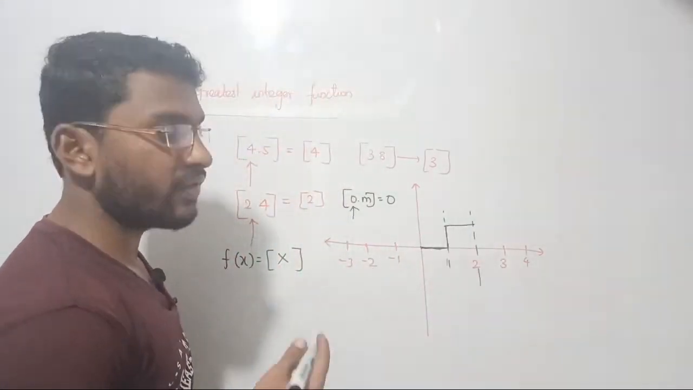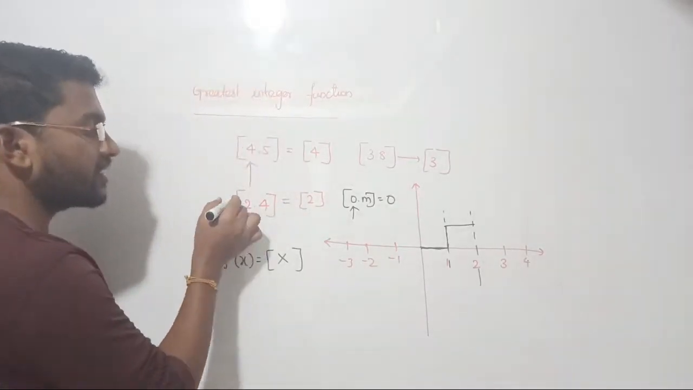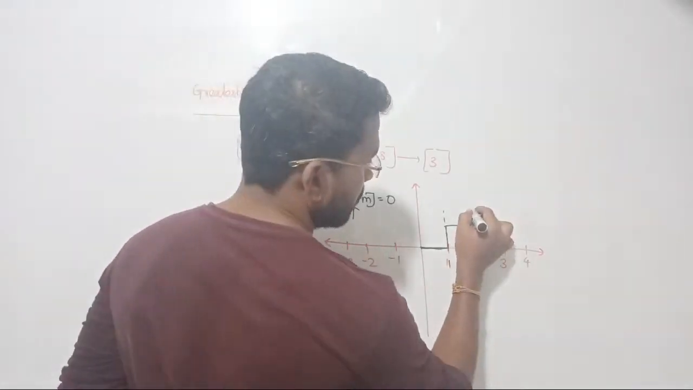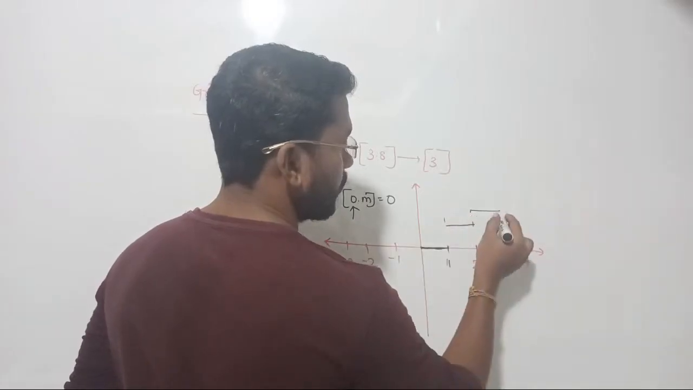Again in between 2 and 3 we have to consider 2.1, 2.3, 2.4, 2.5. For all fraction values, the greatest integer is 2 only. So this function can be simply defined as what? 2, right? So let me rub all these things. Now you might get the clear idea.